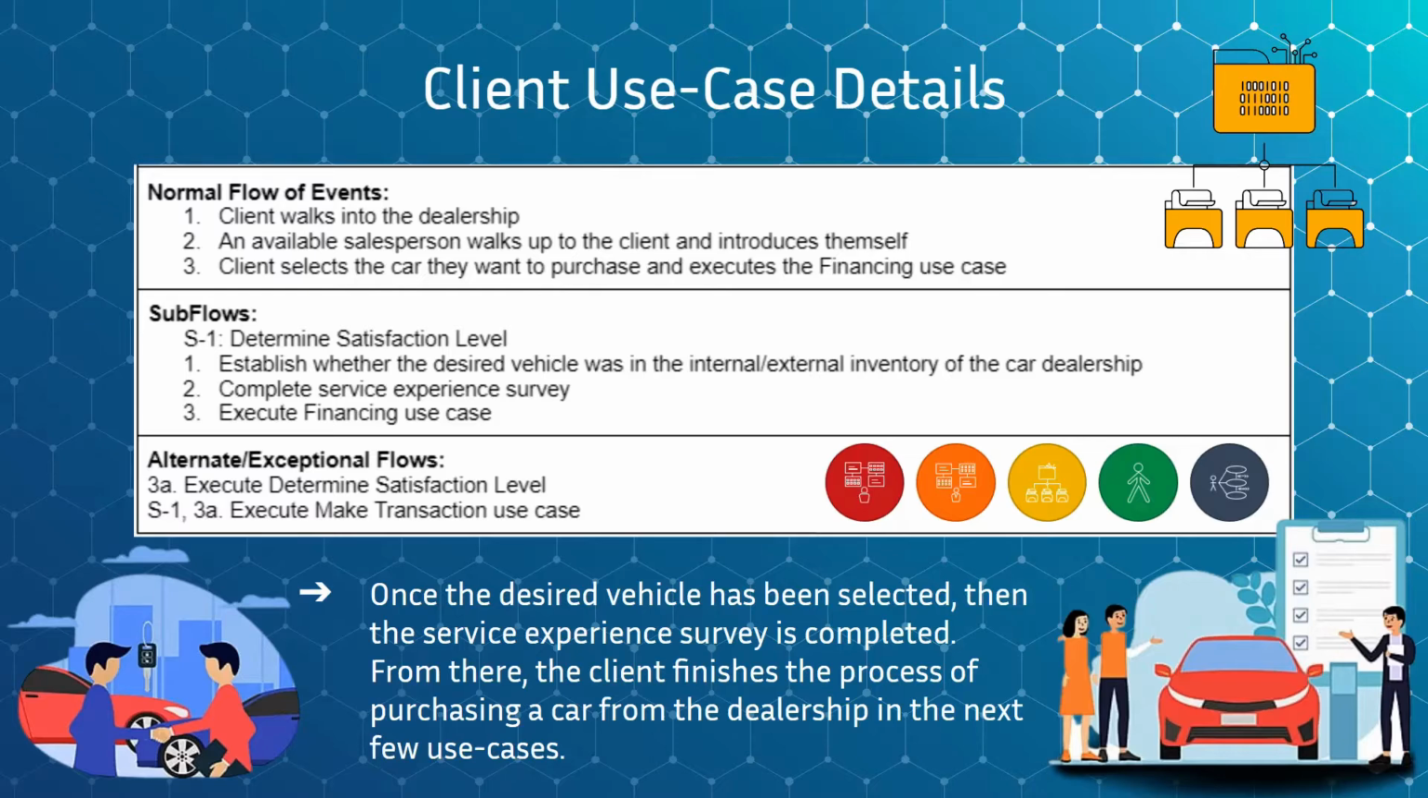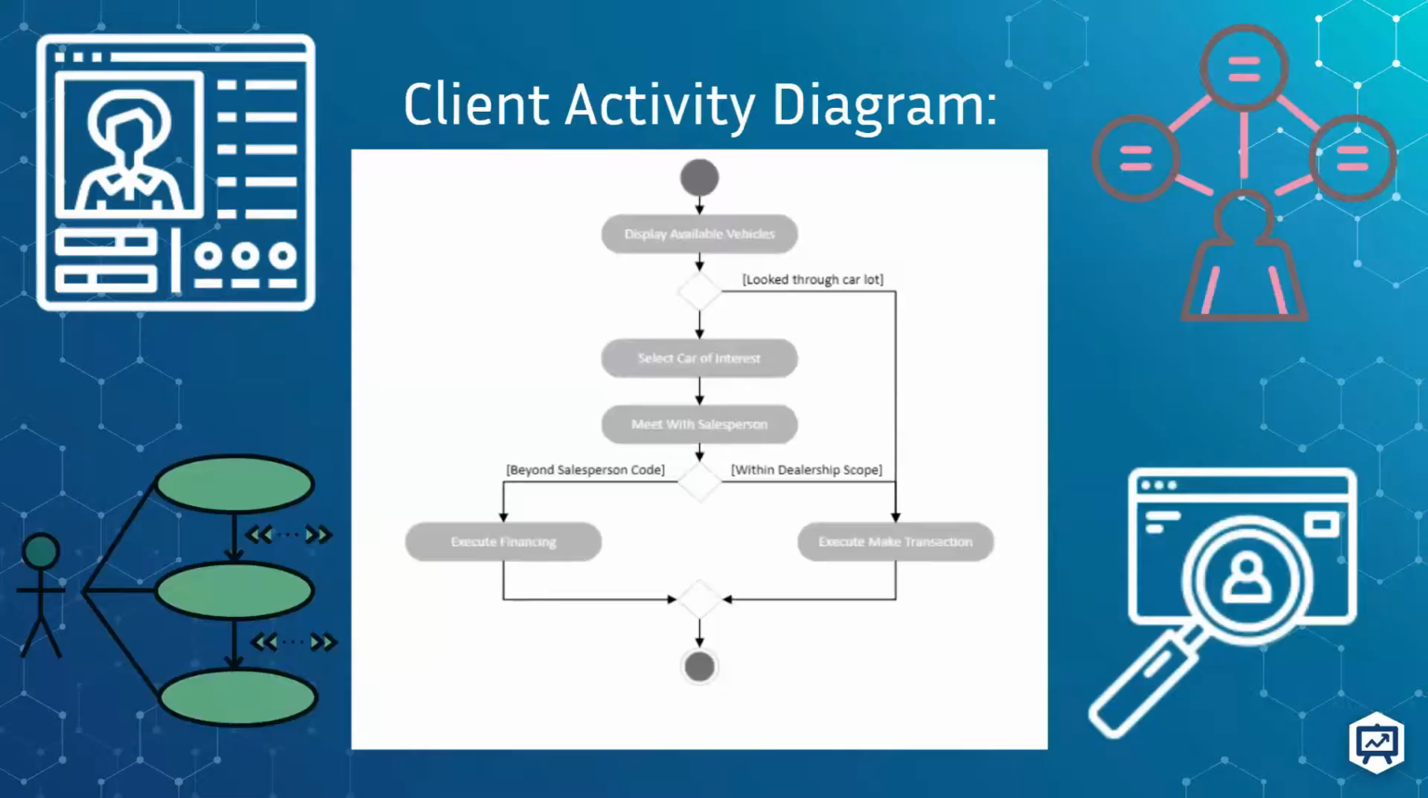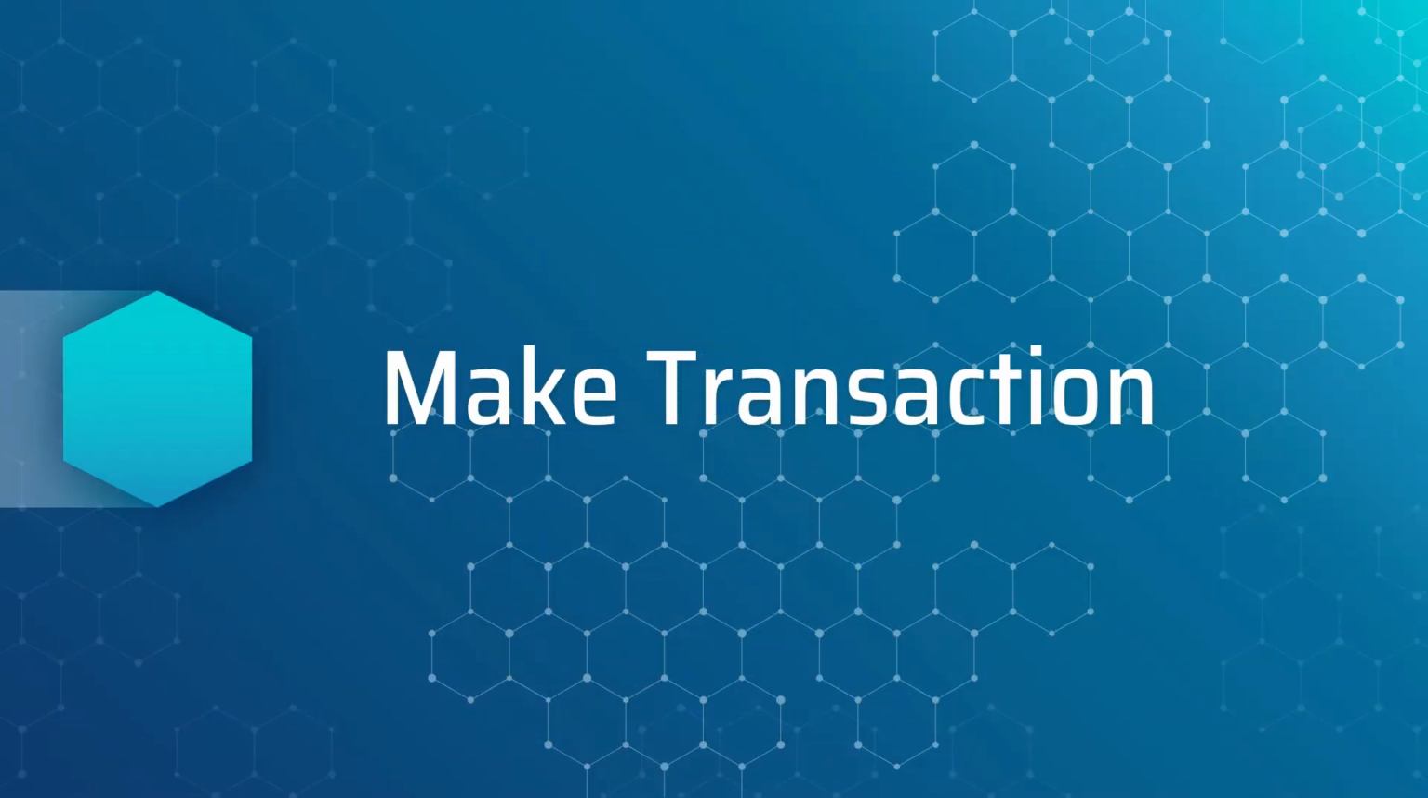in the next few use cases in this presentation. For the client activity diagram with the walk-in appointment, we can see that it starts with the client walking in. Then we will display the available vehicles. The client looks through the car lot, they select the car that they're interested in, they'll meet with the salesperson, and then they would execute the financing use case as well as the make transaction use case. And then that would complete this process. And now we'll go into the second use case called make transaction.